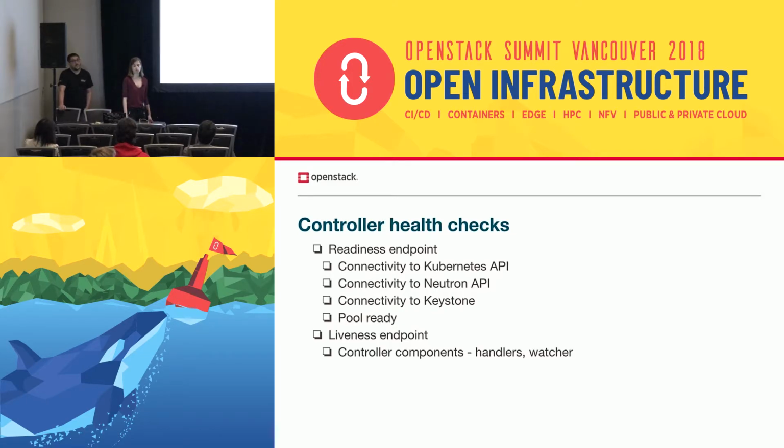So by having Kuryr running in containers, it is needed that we give Kubernetes tools so it can check and recreate in case of any failures. And we provide this by means of readiness and liveness checks. So basically, we check if we can watch the Kubernetes API, talk to Neutron, and authenticate to Keystone, and also if the pools are ready with the ports, if the ports are loaded into the pools when it's required. And for the controller components, we analyze if the handlers and watcher are healthy enough.